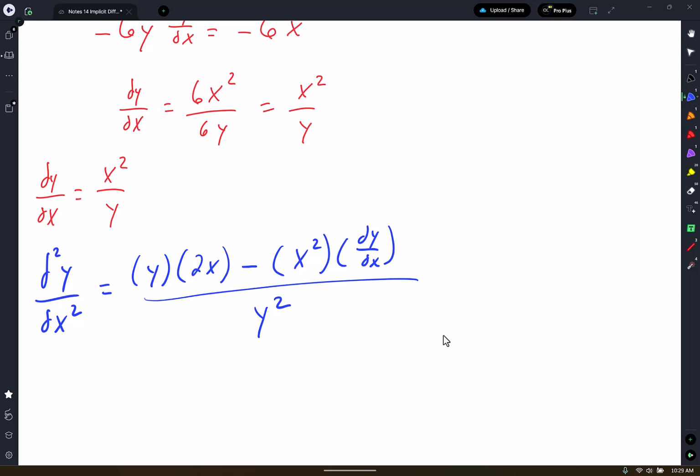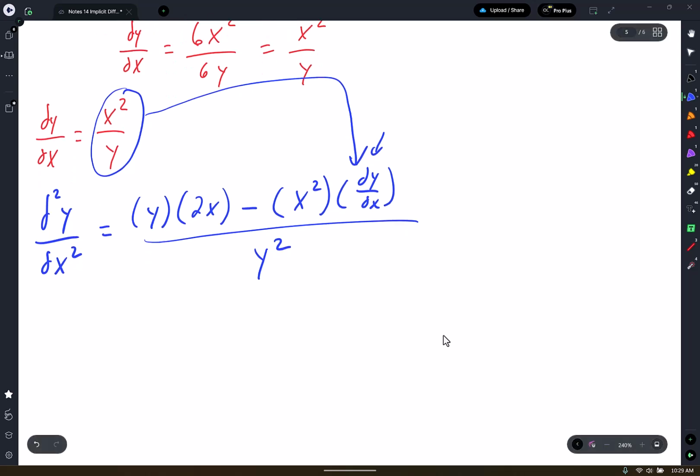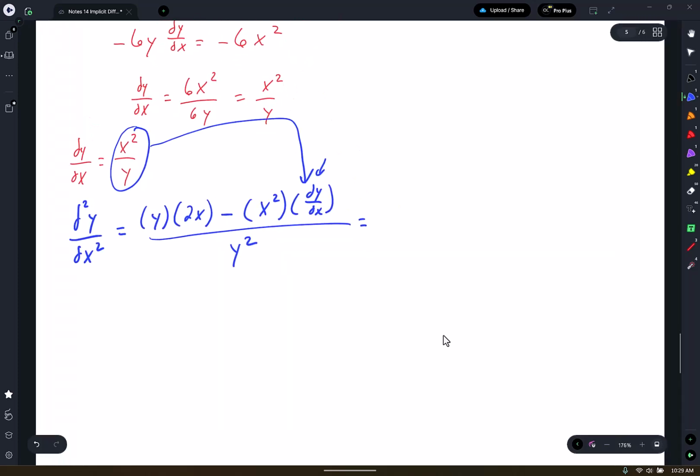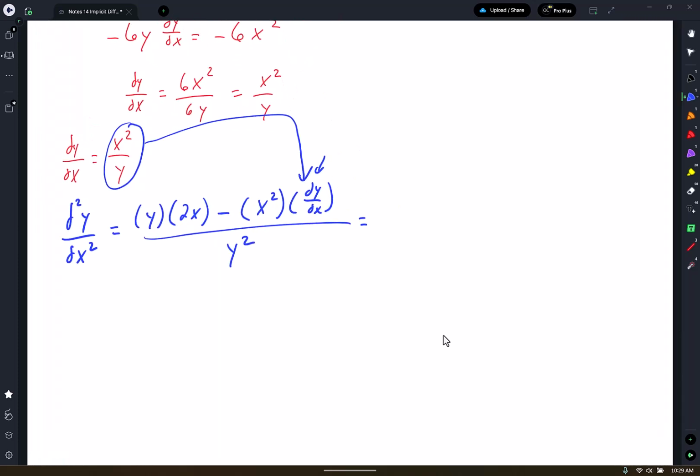We're almost there, not yet. You see how it says dy/dx there? dy/dx is what? I'm going to insert that in there, guys. I still have room here, so let me see if I can fit it in. So I'm going to have 2xy minus, and I'll leave this like this, x squared times x squared over y, close, over y squared.